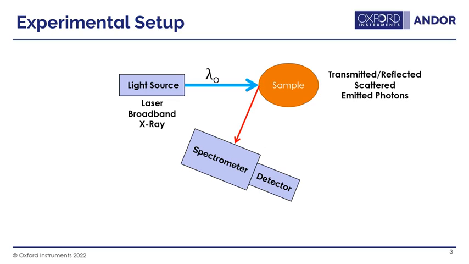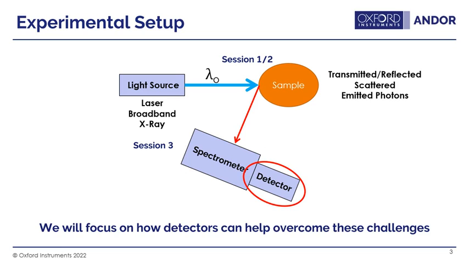Now, in sessions 1 and 2, we talked about the different things that can happen when light and matter interact, like transmission, reflection, absorption, the emission of photons, and some of the different spectroscopies you can do with these light and matter interactions. In session 3, Adam talked a lot about spectrometers and how they're used to disperse light. This talk is going to focus a lot on detectors and how detectors can be used to overcome some of the challenges in spectroscopy that we're talking about.